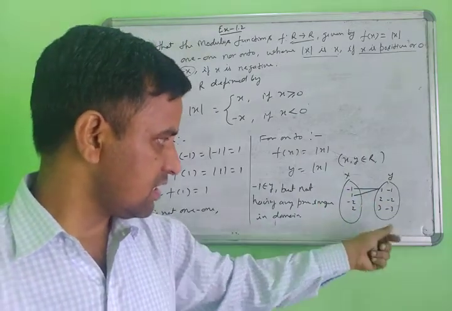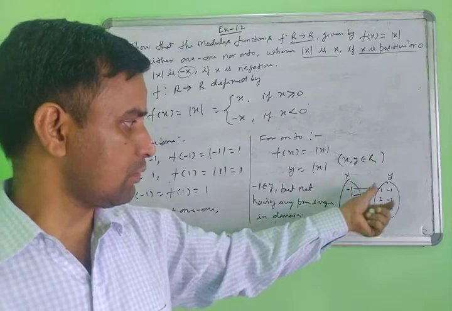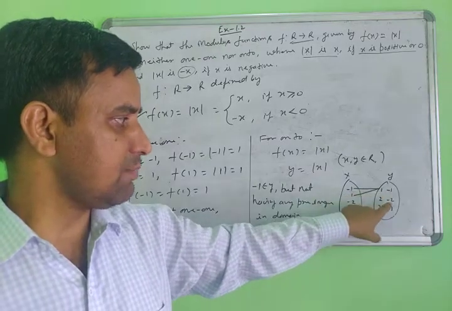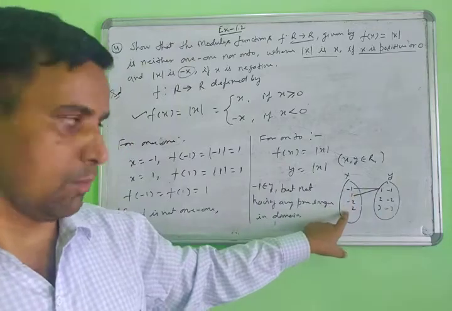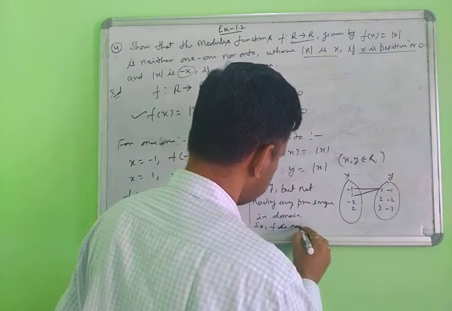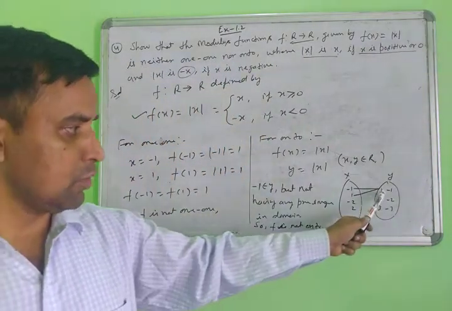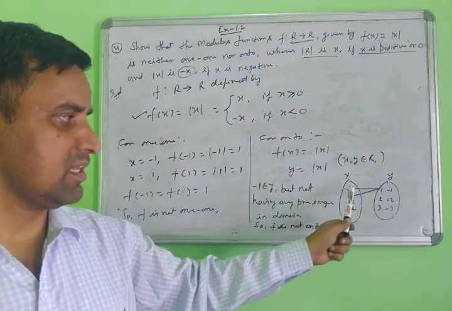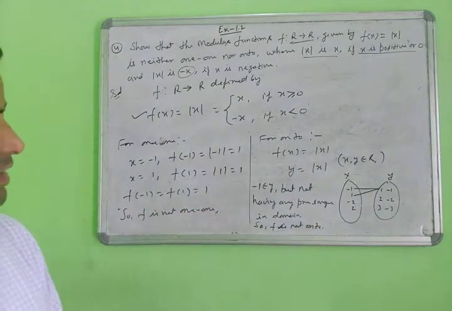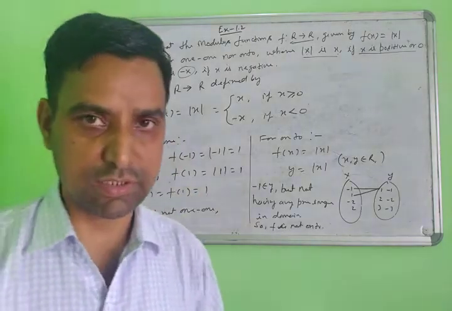This is called the image. Element of the codomain is called the image, or element of the domain is called the pre-image. This is called the pre-image, this is called the image. So every negative element does not have any pre-image in the domain. So f is not onto, because positive integers have the pre-image but negative numbers do not have the pre-image. It means this is not one-one, not onto, so this is not an equivalence function. Yes, note it down. Then next question.